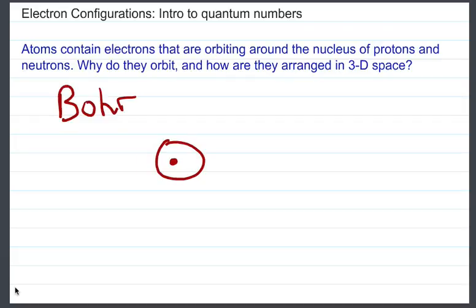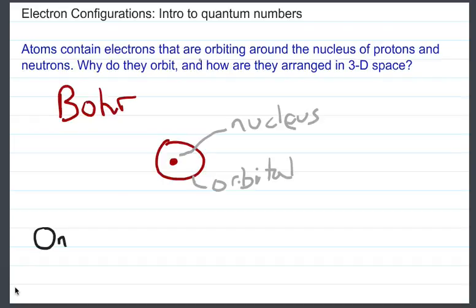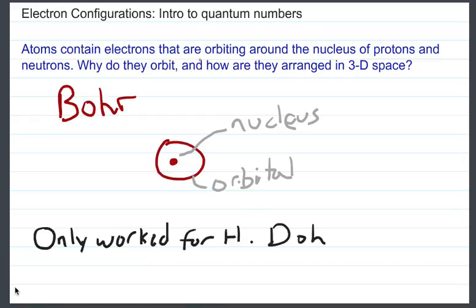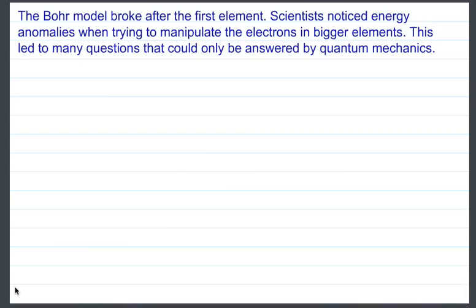He came up with a model that looks very similar to the solar system. You have the nucleus in the center, kind of like we would have the sun in the center of the solar system. And then you have the orbitals, which is where the electrons would be located. His model, although pretty cool, only seemed to work for hydrogen. So the Bohr model broke after the first element.